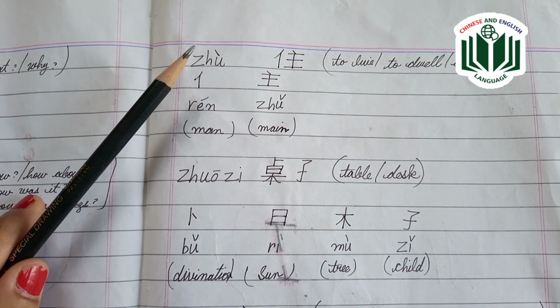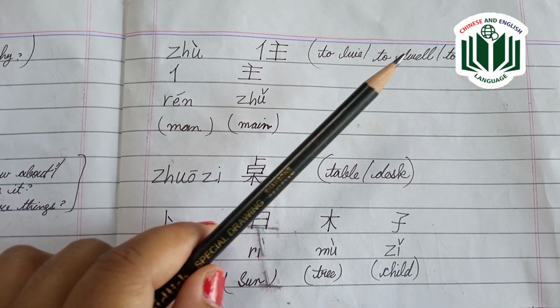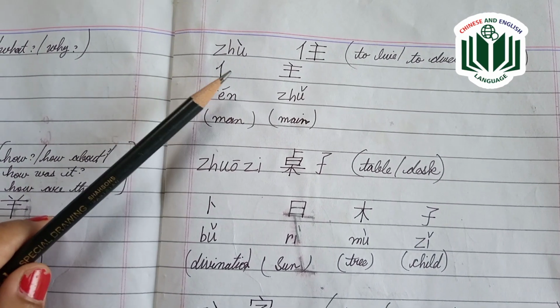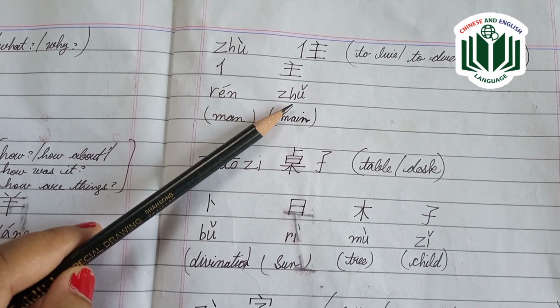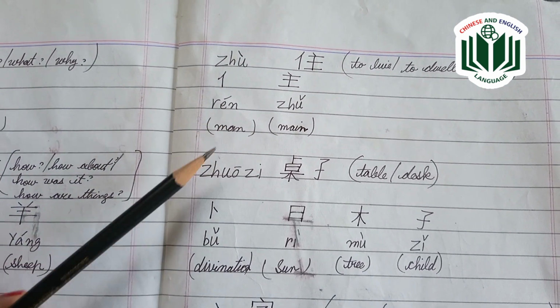The first word is zhù. Zhù means to live, to dwell, to stay. Look at the radicals. Rén means man. Zhù. Zhù means male.